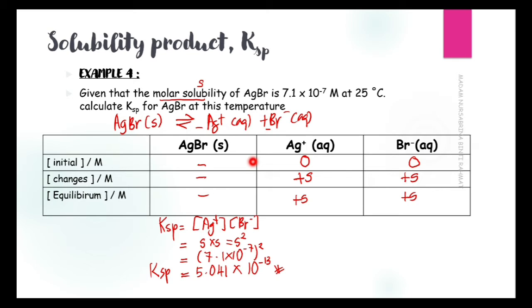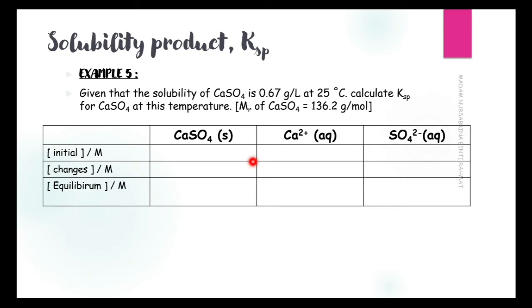Let's move on to the next example. Instead of giving you the molar solubility, this time they give you the solubility. Molar solubility is in mole per liter, the unit of molarity. But if the solubility is in the unit of gram per liter, you need to convert your solubility into molar solubility. How? Molar solubility is simply the given solubility divided by the molar mass.